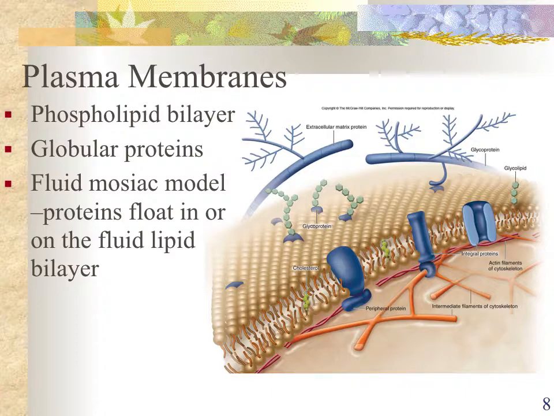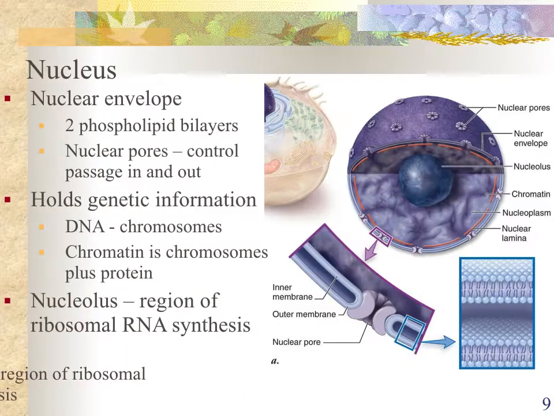So all cells have this plasma membrane. All cells also have a nucleus inside. A nucleus also is a separate compartment separated by phospholipid bilayers. Those bilayers have pores in it, and those pores control what goes in and out of the nucleus. And inside the nucleus is most of the cell's genetic information, their DNA organized into large molecules called chromosomes.